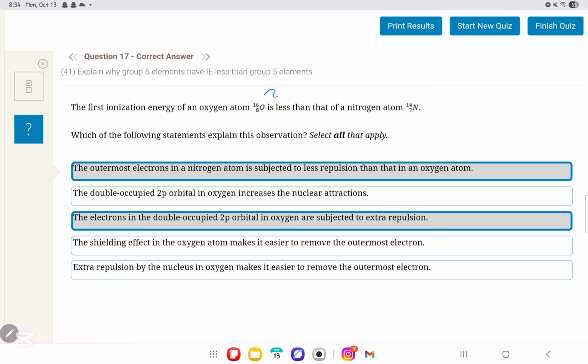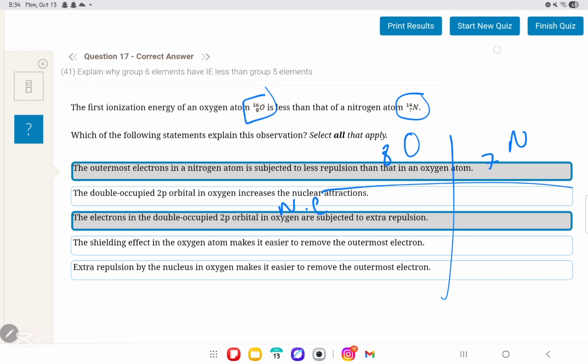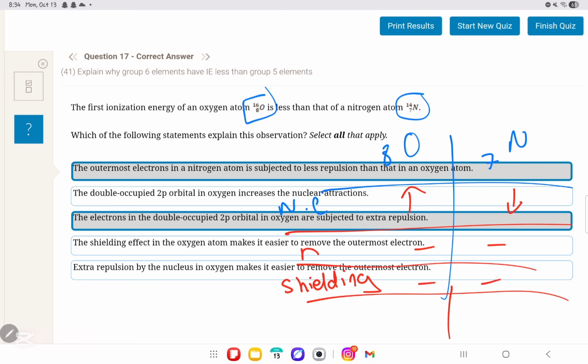First thing we're going to do is state everything about O8 and nitrogen 7. First thing, we'll start with the nuclear charge. Nuclear charge of oxygen is greater than that of nitrogen. Oxygen and nitrogen are in the same period, so the energy level is the same. The shielding effect is also the same. So when they are the same, what do we do in this scenario? We resort to the last thing, which is the box.